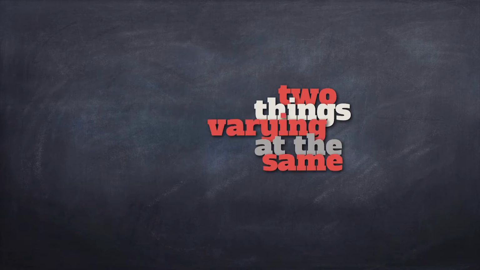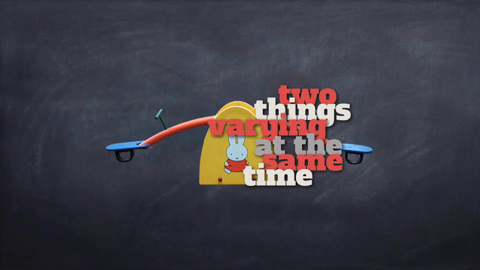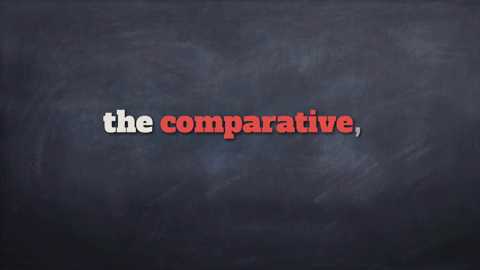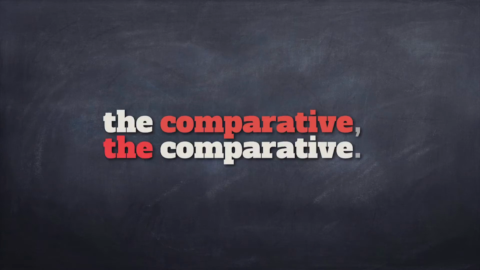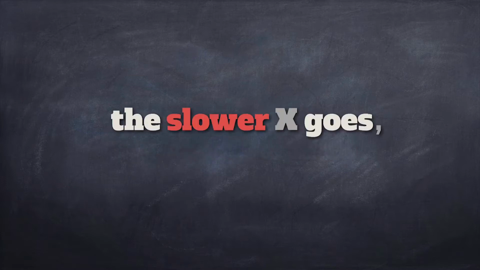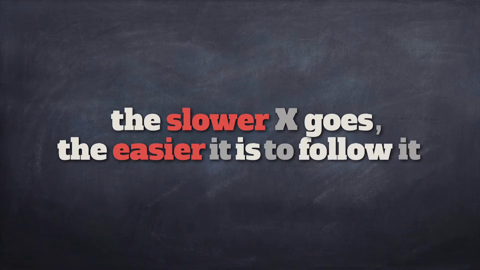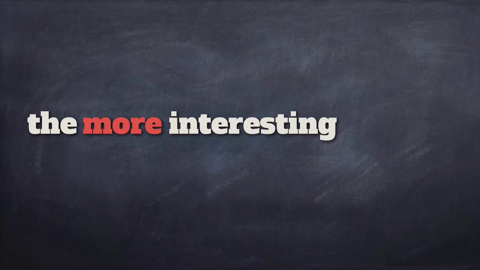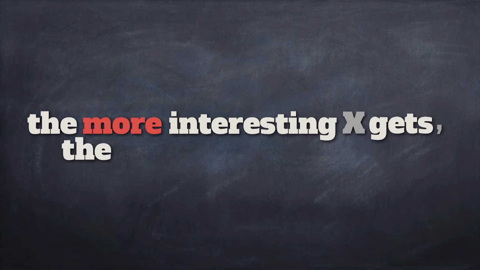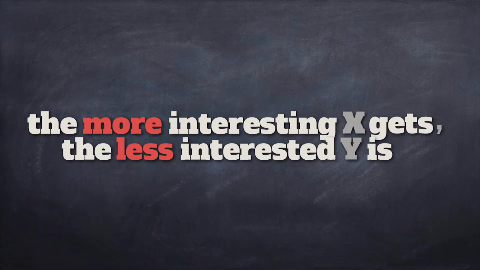tempting. Exactly, thank you. Now that we know how to make simple comparatives more interesting, we can do things like expressing that 2 items vary at the same time. To do that, we use 2 comparatives headed by the. The slower X goes, the easier it is to follow it. The more interesting X gets, the less interested Y is.